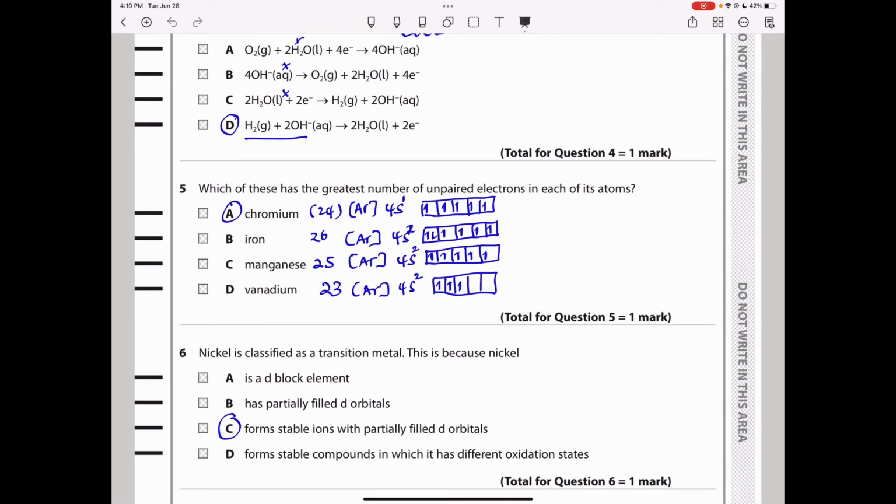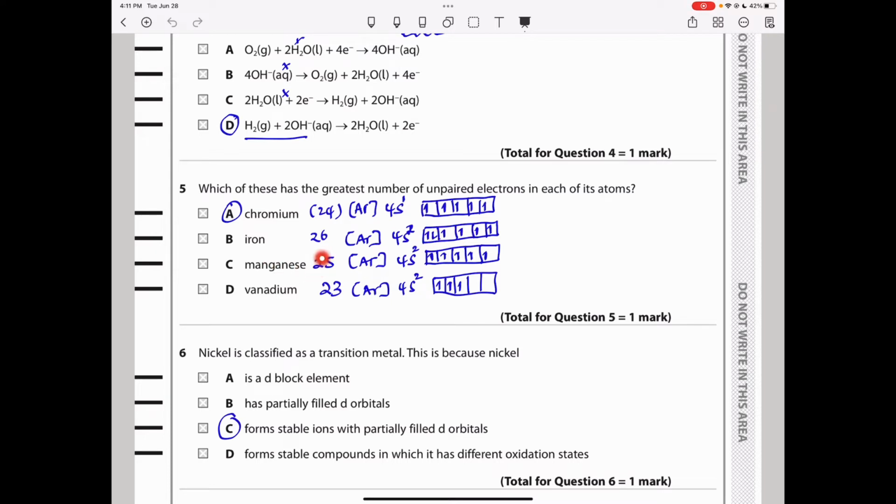It says, which of these has the greatest number of unpaired electrons in each of its atoms? So for me, I drew all the shells, basically the configurations for each. So here we have chromium. Chromium has 24 electrons in total. So there are going to be 4s1, and then that. Remember, this electron here, the 4s had paired in the previous atom. However, in chromium, the second electron shifts to the fifth d orbital. So in iron, we have this configuration here. So here we have pairing.